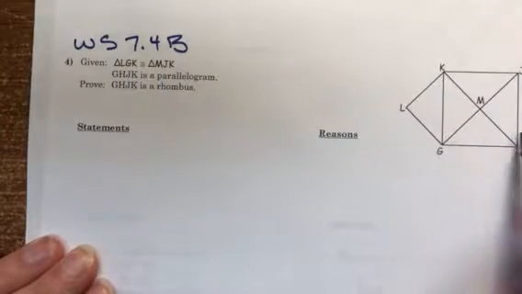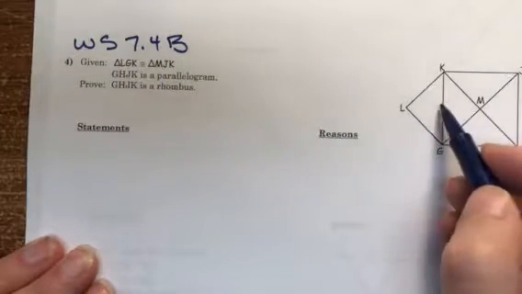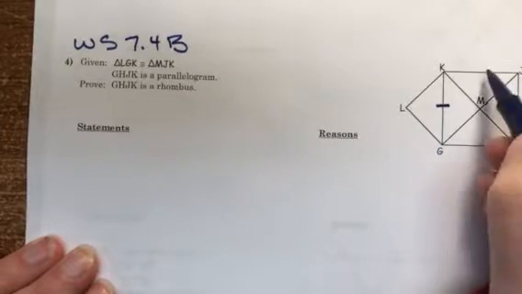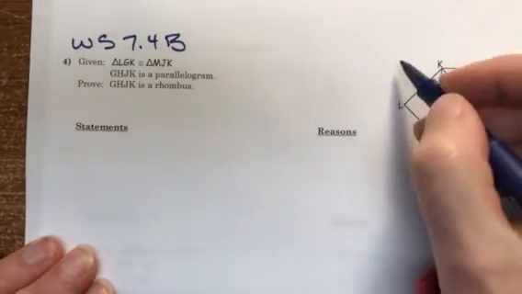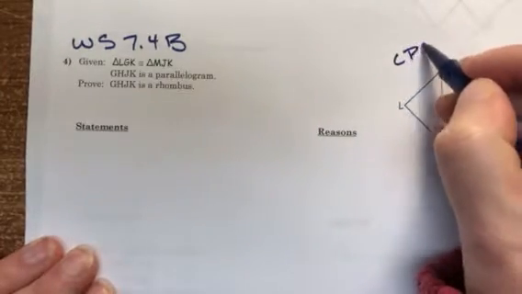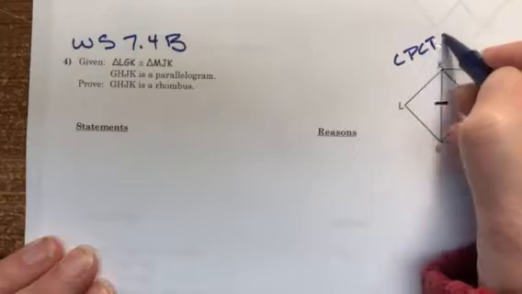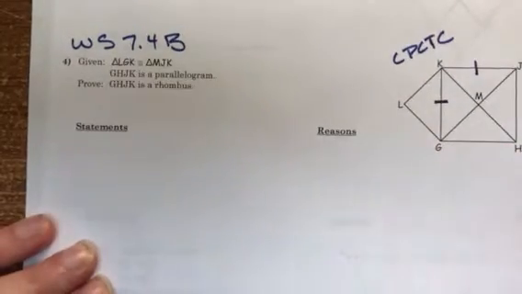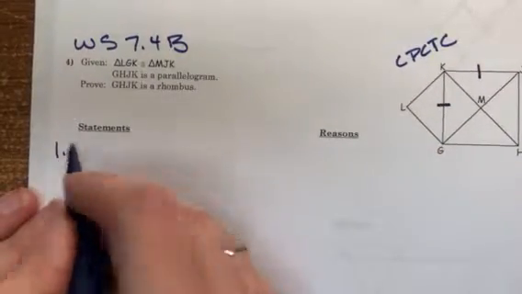Since this is a parallelogram, it would be sufficient for me to prove that two adjacent sides are congruent to each other, which I can do using the fact that these two triangles are congruent to each other, and CPCTC, corresponding parts of congruent triangles are congruent. So first I do my given.